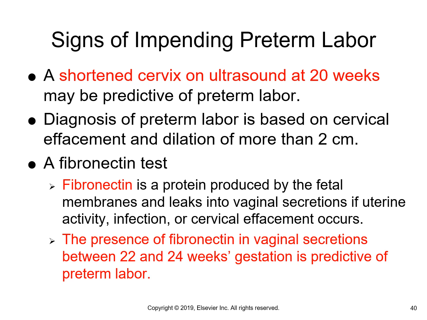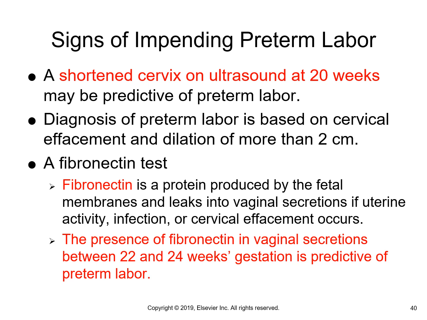Signs of impending preterm labor. You're going to have a shortened cervix on ultrasound at 20 weeks of gestation. This may be a sign or predictive of preterm labor. Then you're going to check if there's cervical effacement and dilation. And then there's what we call a fibronectin test.